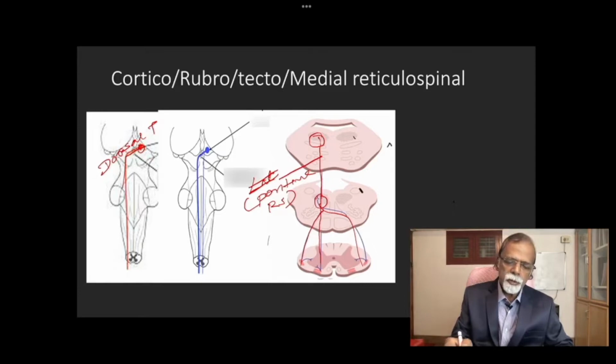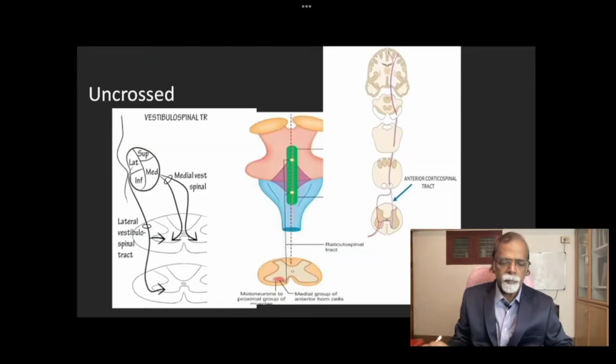So the major crossed pathways are the tectospinal pathway, the rubrospinal pathway, the corticospinal pathway, and the medial or pontine reticulospinal pathway. Then which are the uncrossed ones? From the lateral vestibular nuclei, fibers are descending down. This is an uncrossed pathway, that you should remember.